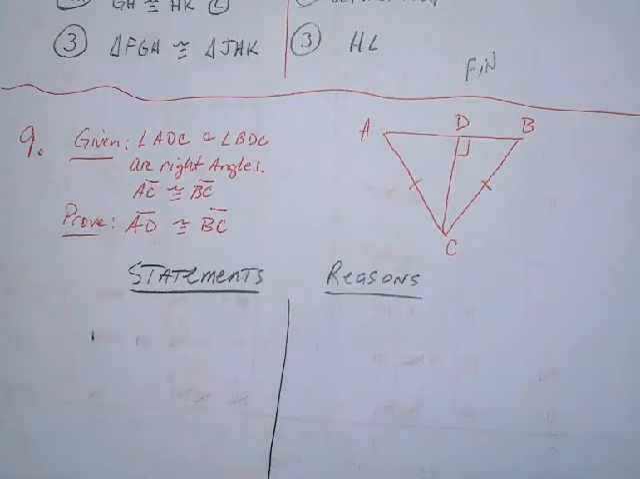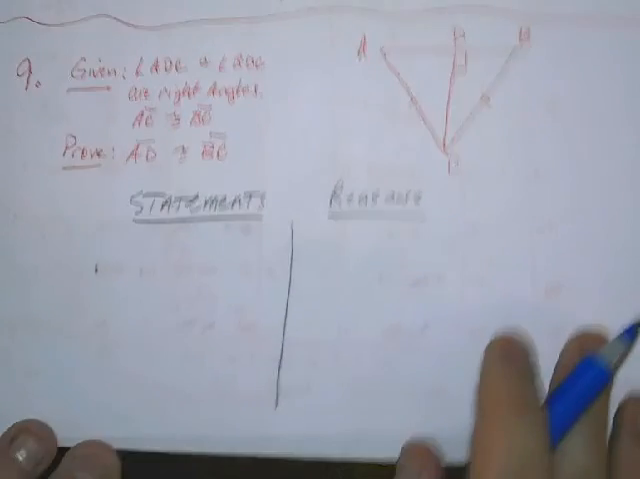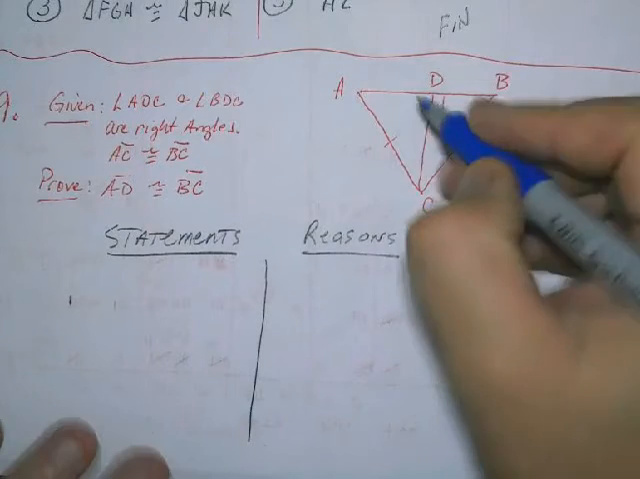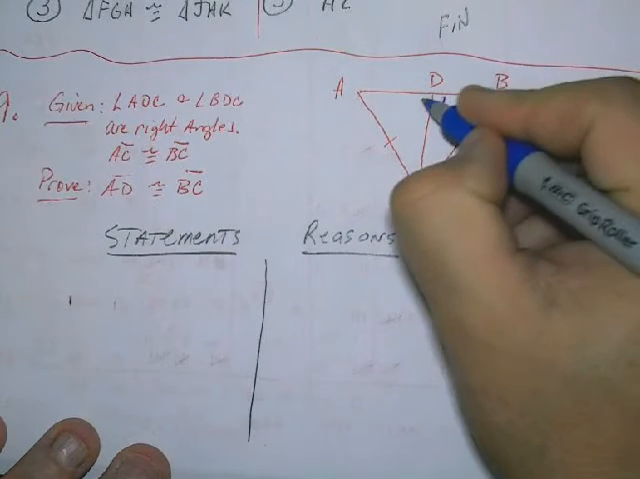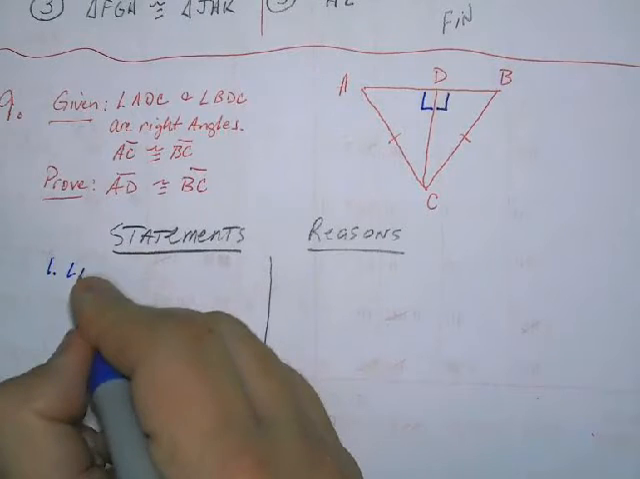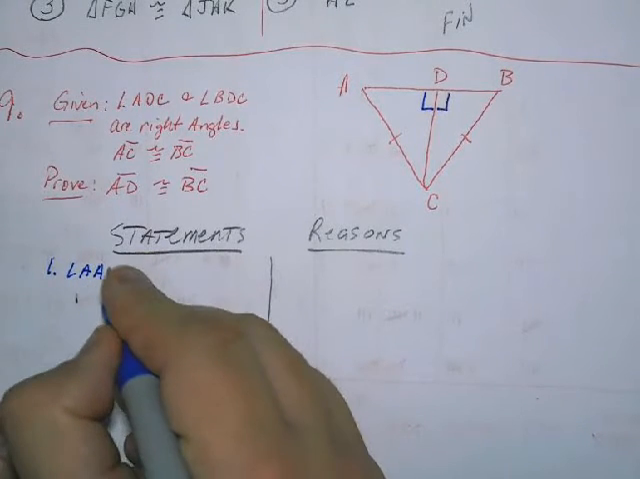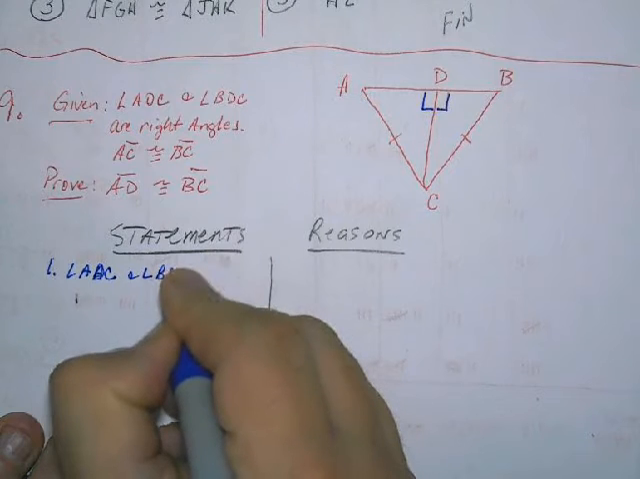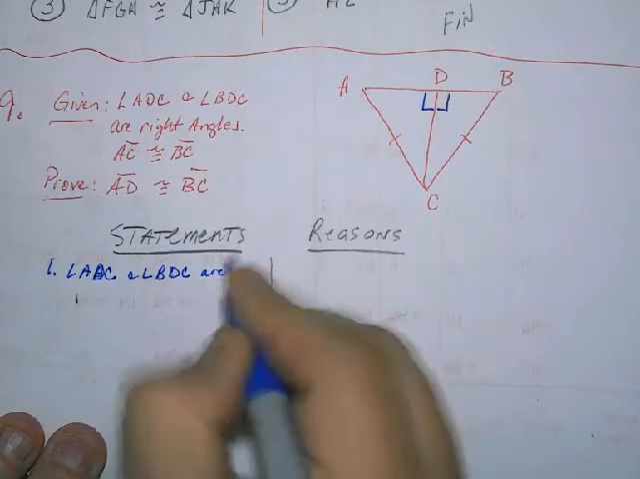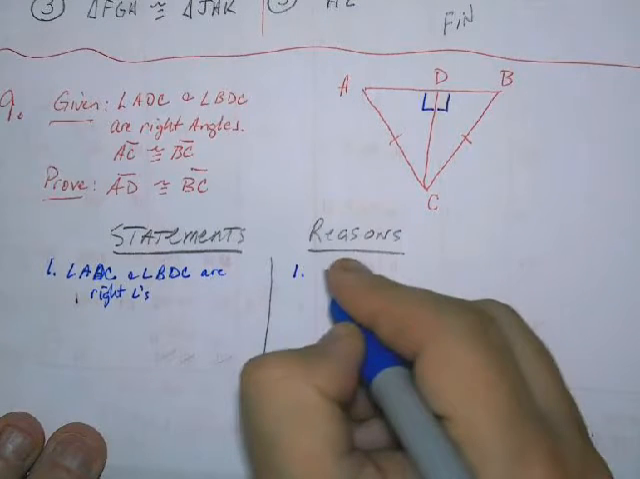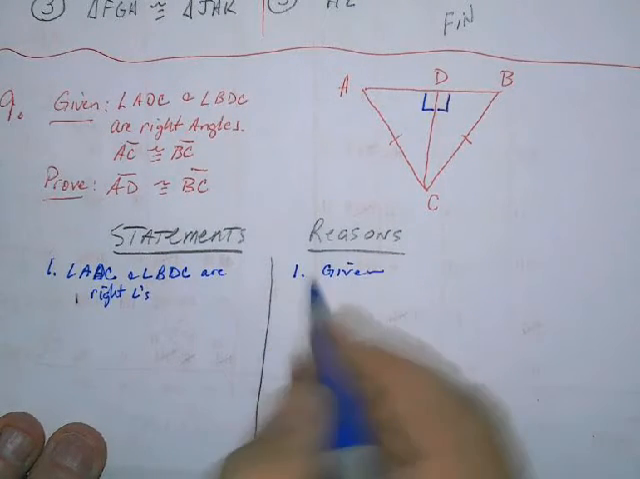Okay, so let's go with blue here. Now we've got triangle ADC and triangle BDC, and the angles are right angles. We know that this is 90 degrees, and we know that this is 90 degrees. Put the given there: angle ADC and angle BDC are right angles. That's given.